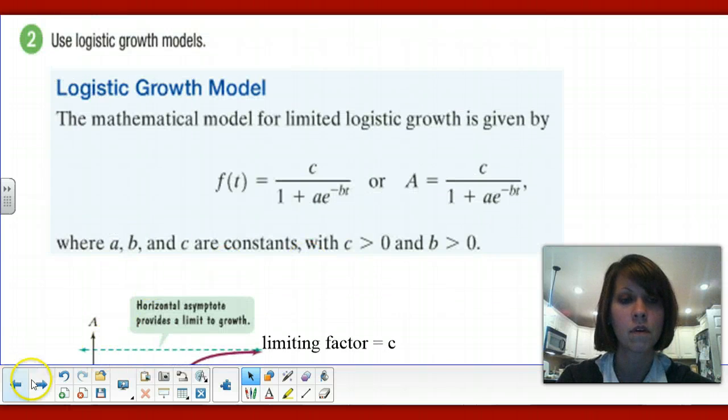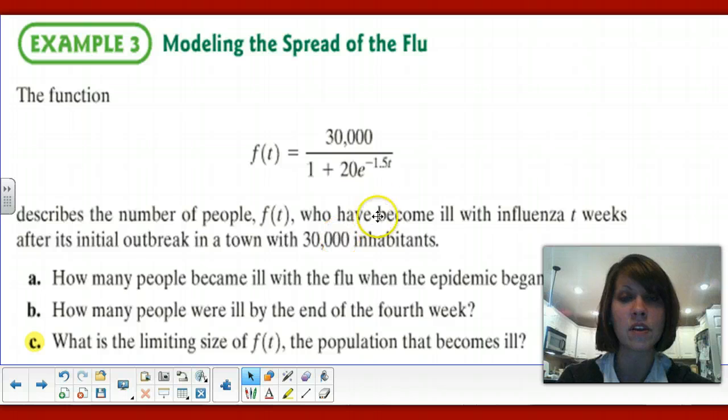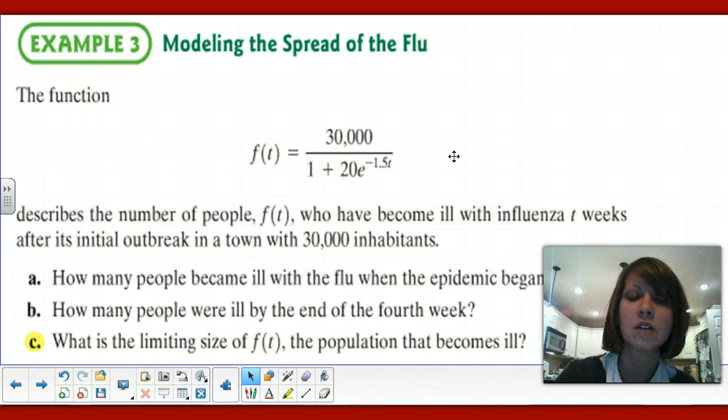Okay? So the limiting size of this is going to be 30,000. Think about that. You have 30,000 people in the town. You can't have 50,000 people who get sick with the flu in this town if the town only has 30,000 people. 30,000 is the limiting size. Let's talk about Part B next.